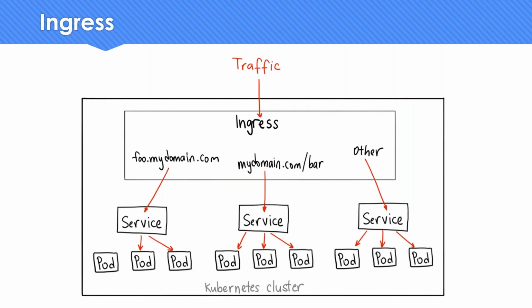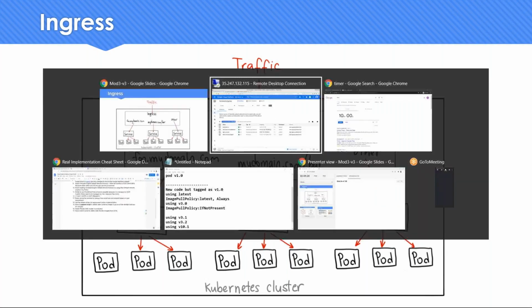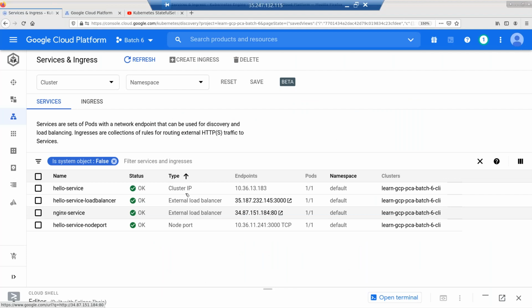Sorry, again using our Cloud Shell editor option, we'll try to create an Ingress. So we have cluster IP, we have node port, load balancer, all those things. So what I will now do is I'll just delete this load balancer.